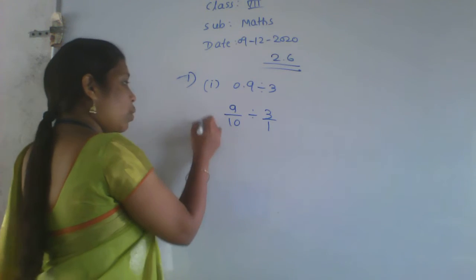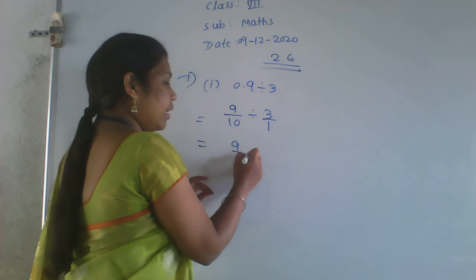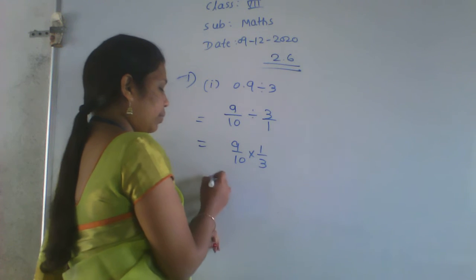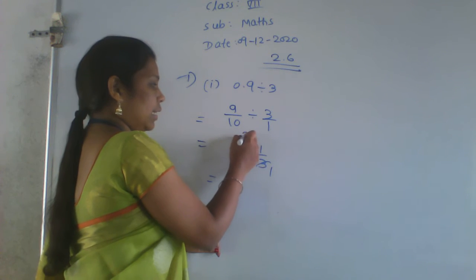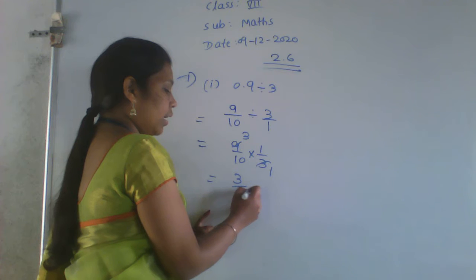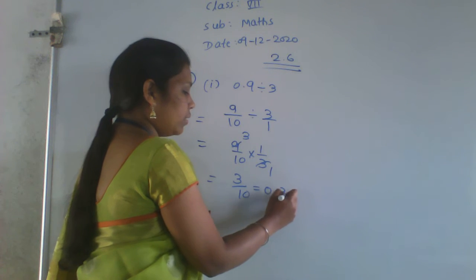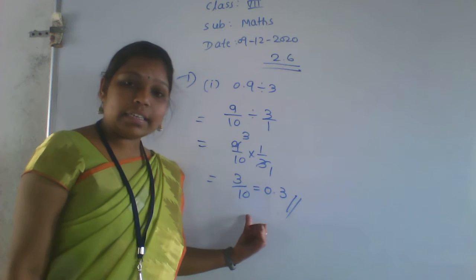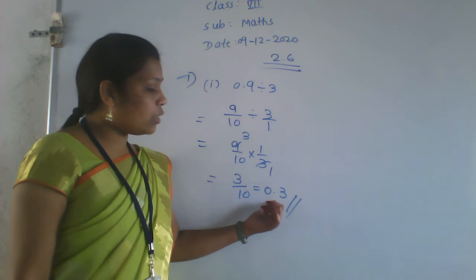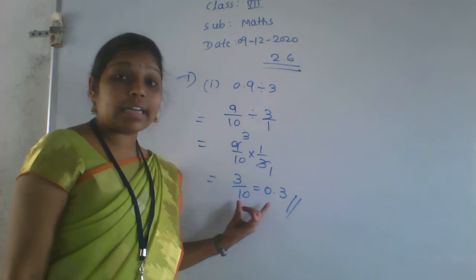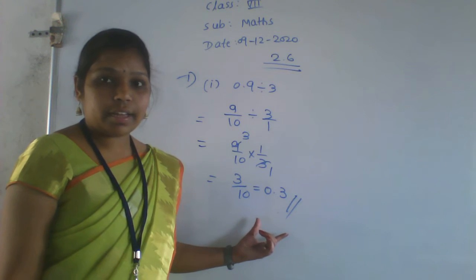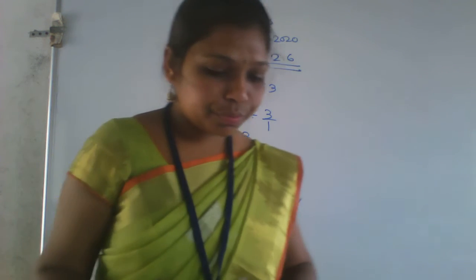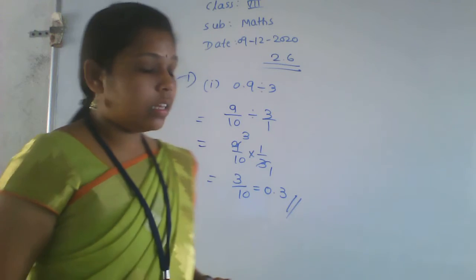So that is equal to what? 9 by 10 into 1 by 3. Okay. 3 ones are 3, 3 threes are 9. So 3 by 10. The answer is 0.3 or else 3 by 10. If you keep 3 by 10, it is correct, or 0.3 is also correct. Both are the correct answers. Getting? Okay, fine.